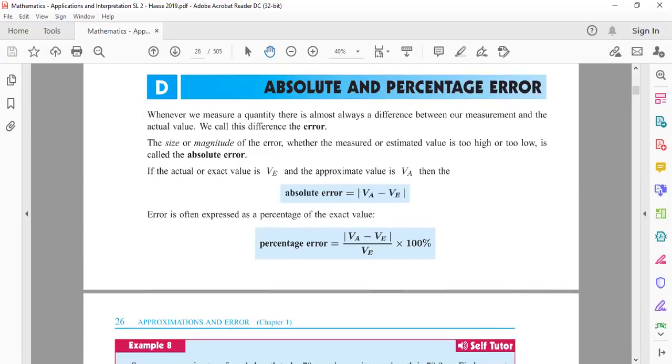So this is the VA. VA means what? Actual, and V is approximate. VA is approximate and VE means, so if the actual or exact value is V and the approximate value is VA, then VA is approximate and V is exact. Okay. So whatever is the actual value, that is your E, and what is approximate, that is your A. So VA minus V upon V.